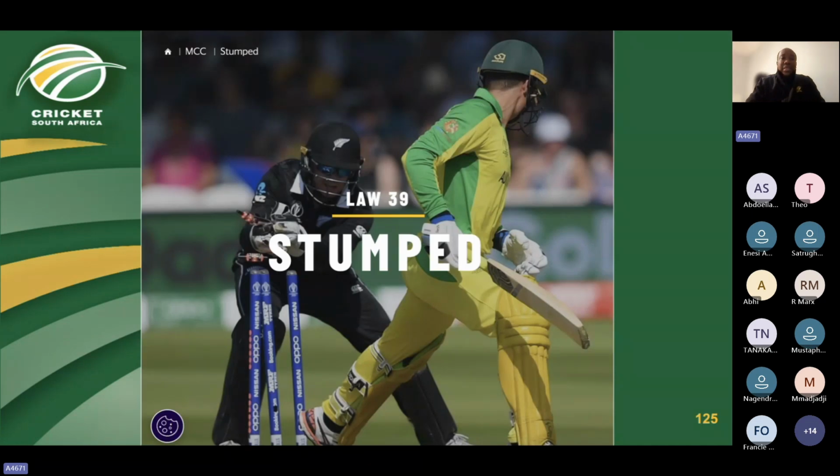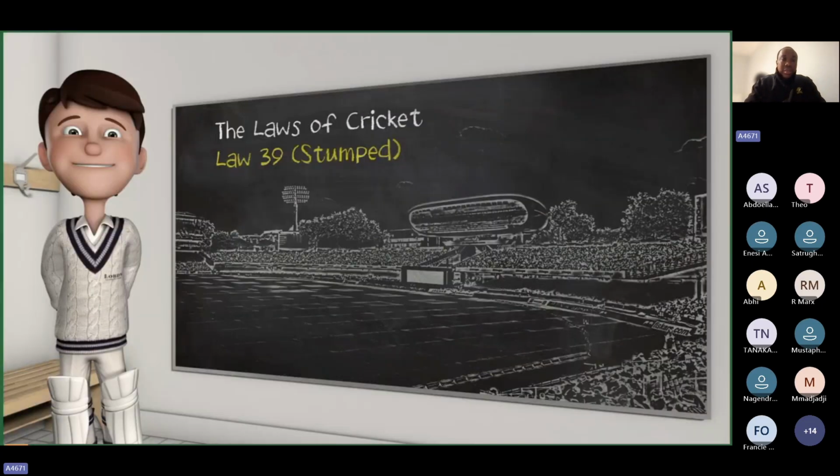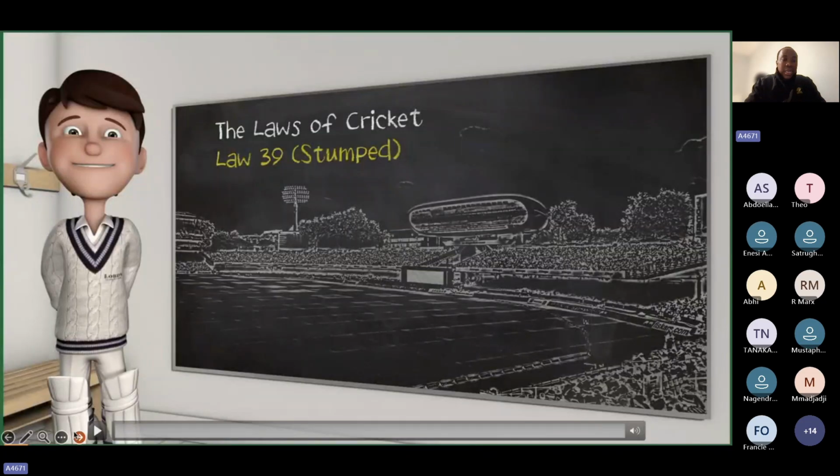Good. The last law that I'm looking at before I hand over to Abdullah is Law 39, Stumped. We've got another animation video to take us through this law.